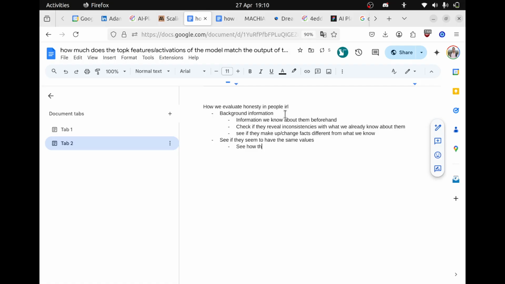So see how they respond to questions that reveal related, correlated preferences. Okay, and then see if you have the same values.